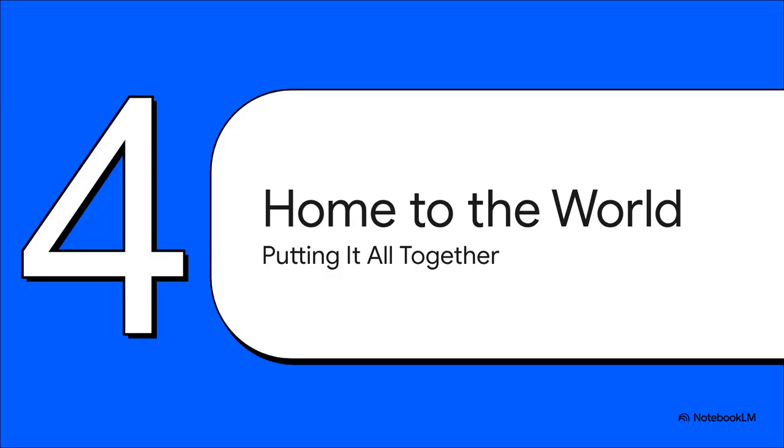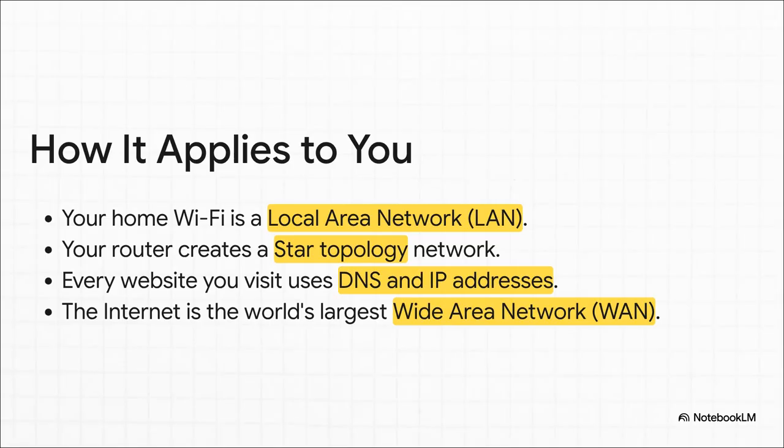Okay, so let's tie this all together. How do these kind of abstract ideas, topologies, addresses, network types, how do they actually play out in your everyday life, from your home all the way out to the world? Well, that Wi-Fi you're using at home, that's a LAN. And it's almost certainly a star topology, with your router sitting right there in the middle. Every single time you go to a website, you're relying on DNS and IP addresses. And the moment you connect to anything outside your own house, you're tapping into the biggest WAN of them all, the internet itself. It's all connected.